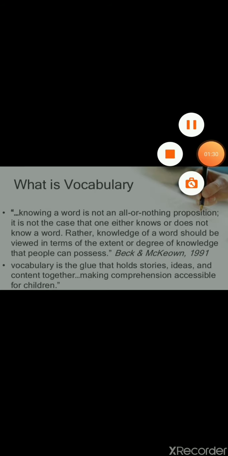So vocabulary is the glue. Here he says vocabulary is the glue that holds stories, ideas and content together, making comprehension accessible for the children. Comprehension means understanding, accessible, approachable for the children. Yes, this is vocabulary. A lot about vocabulary building, developing the skills, how to create vocabulary, how to make the vocabulary strong.